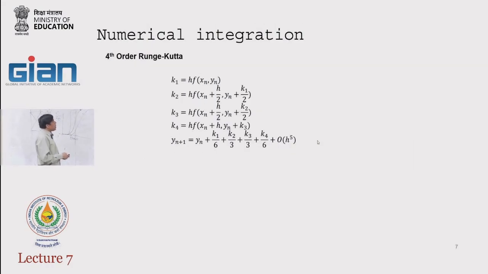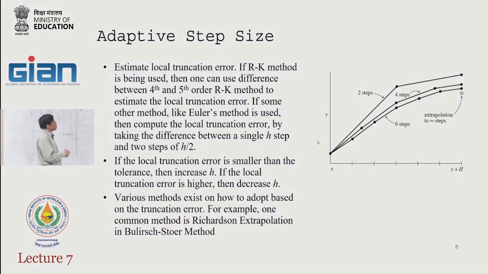So what you really do there is apply a fourth order method and a fifth order method, and then estimate what error I would have gotten as a result. If you are using some other method like Euler's method, then what you do is compare taking a single step versus taking two steps: what is the difference in the results?